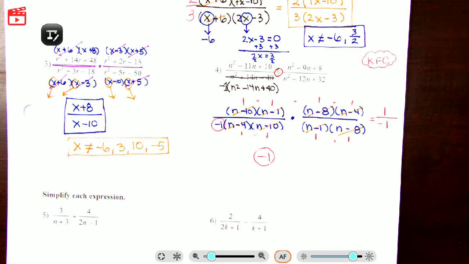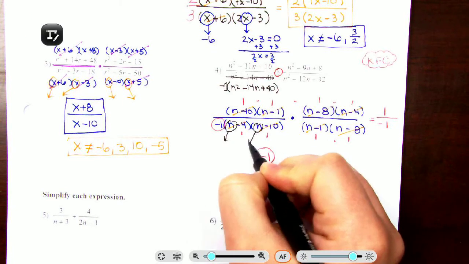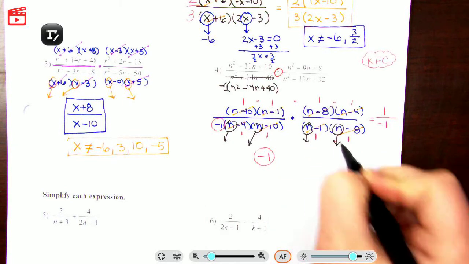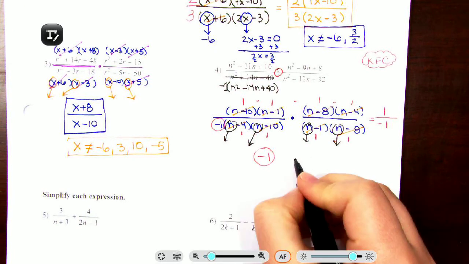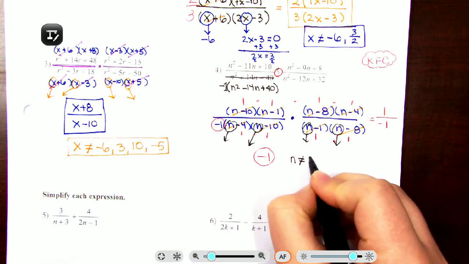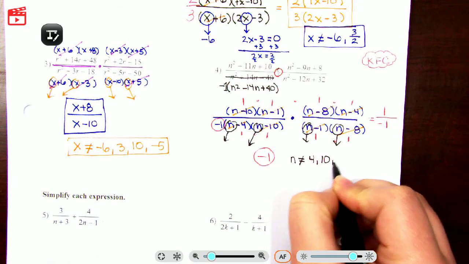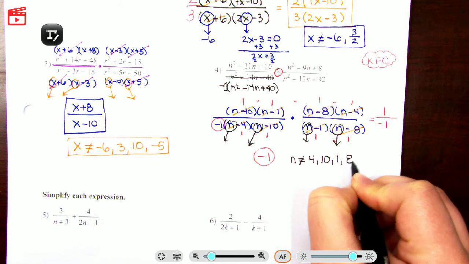Okay. But wait, there's more. We got to identify your zeros. Again, before you cancel anything out, I like drawing the arrows because it shows me all of the values that we're going to have excluded when we are plugging in for our variable. So n cannot be 4, 10, 1, and 8.